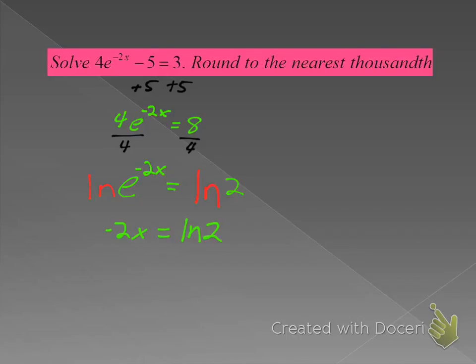Last step, divide by negative 2. We get negative 1.347. So ln of 2 divided by negative 2 in your calculator. Make sure you close your parentheses on your natural log. Should give you negative point.